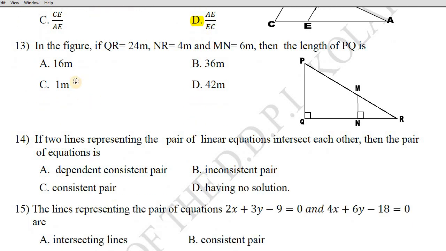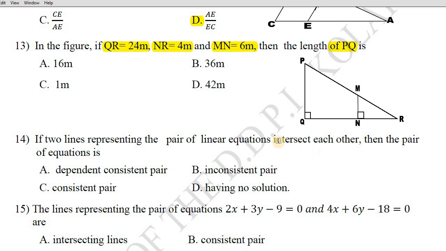Next, let us take another problem, children. In the figure, QR equals 24 centimeter, NR equals 4 centimeter, and MN equals 6 centimeter. Then the length of PQ is, given options are 16, 36, 1, 42, and it is the given figure. So which concept do you use? You want to use corollary of BPT theorem. So take the ratios like QR by NR, PQ by MN, and substitute the given values and simplify.